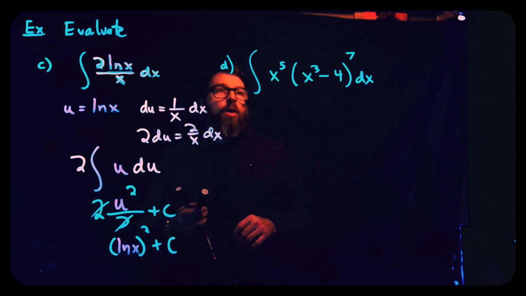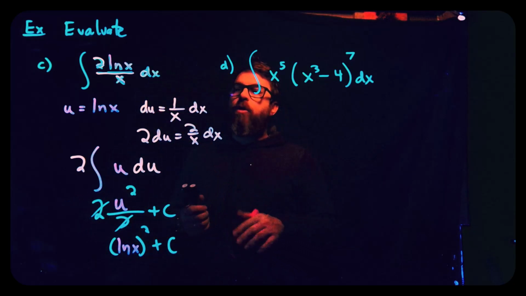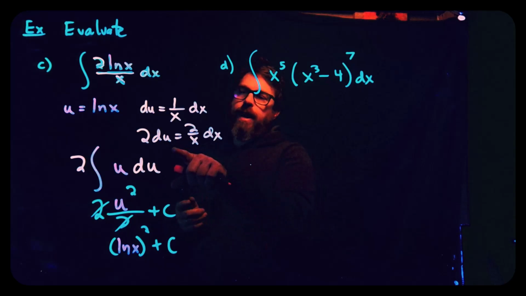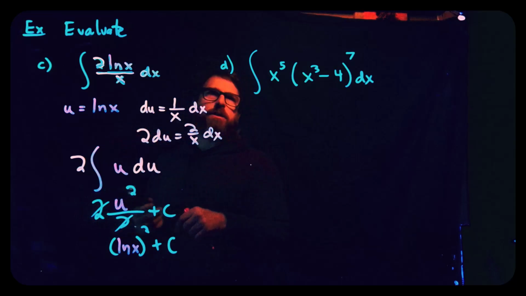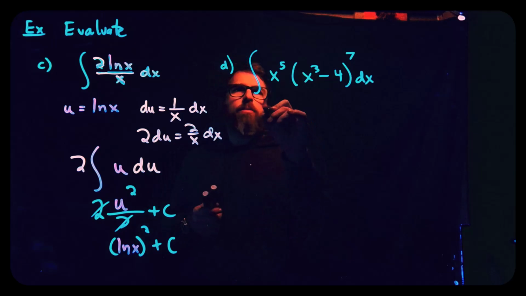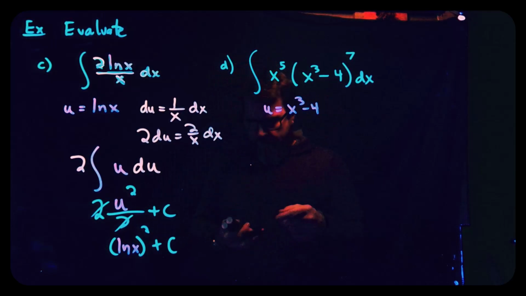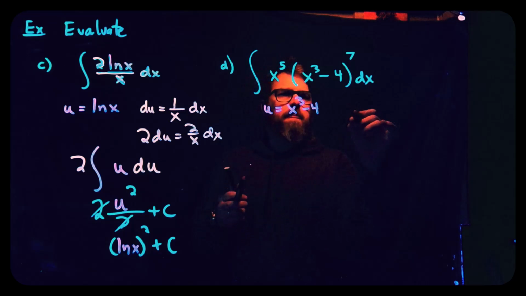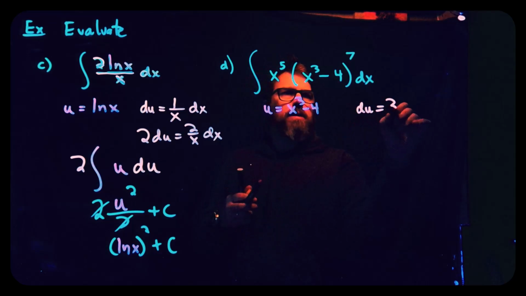Okay, so we're used to manipulating this right-hand side. What I want to do is show you that you can actually manipulate both sides. And this is a really nice example for that. So again, we're going to go after the composed function. So this x cubed minus 4. Now, when I look at my du, this is going to be equal to 3x squared dx.